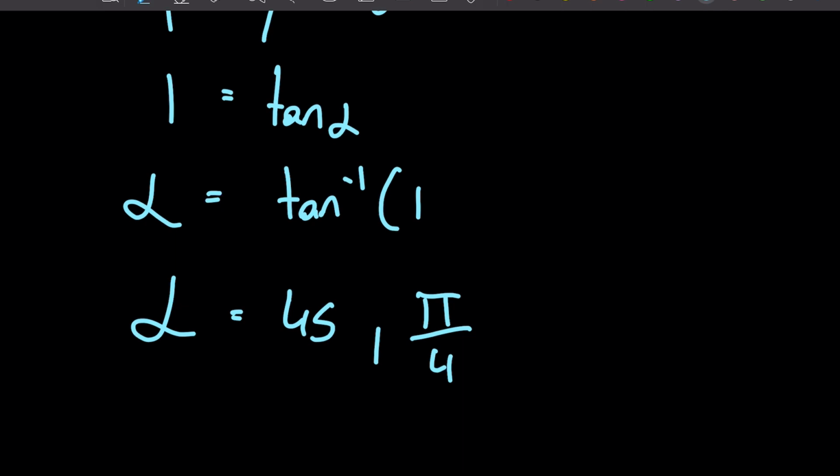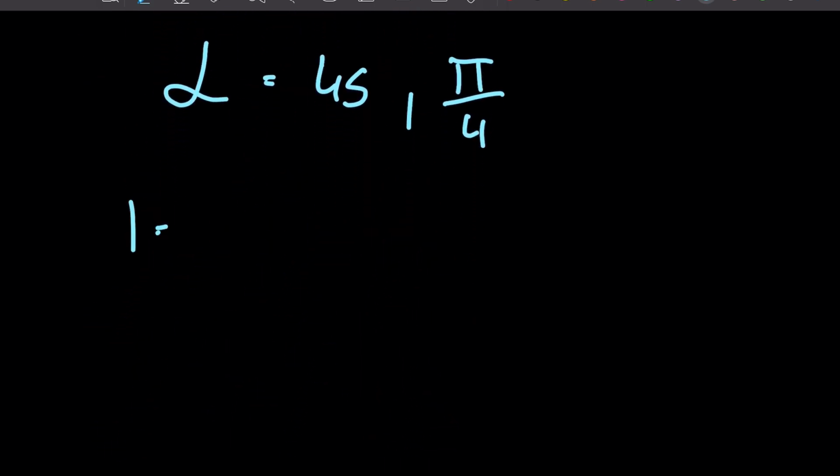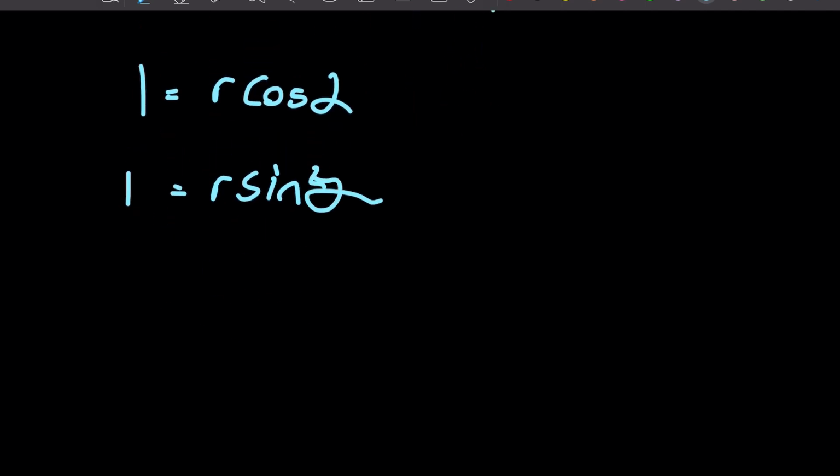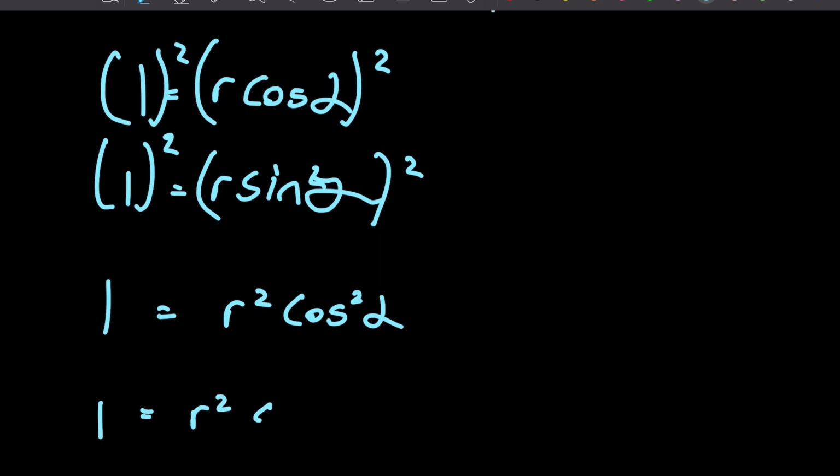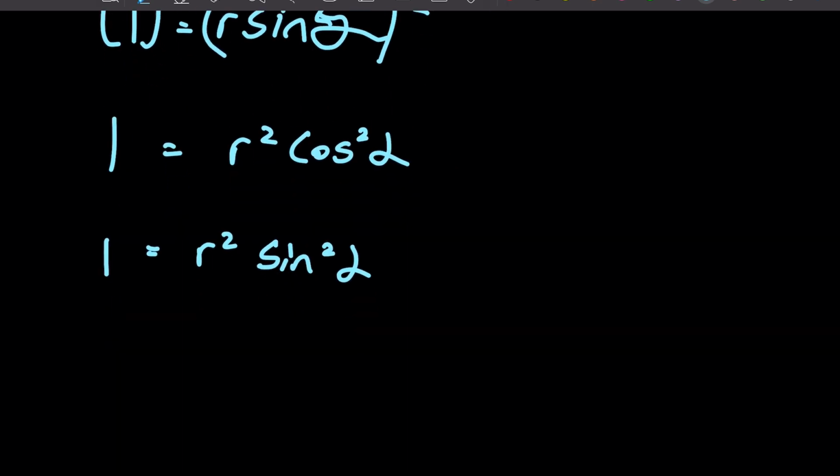So again, I'm going to rewrite the first and second equation, which is 1 is equal to r cos alpha, and 1 is equal to r sine alpha. I'm going to square both sides of both equations. I'd get 1 is equal to r squared cos squared alpha, because 1 times 1 is 1, and 1 is equal to r squared sine squared alpha. Now if I add equation 1 to equation 2, we'll get 1 plus 1 is equal to r squared cos squared alpha plus r squared sine squared alpha.